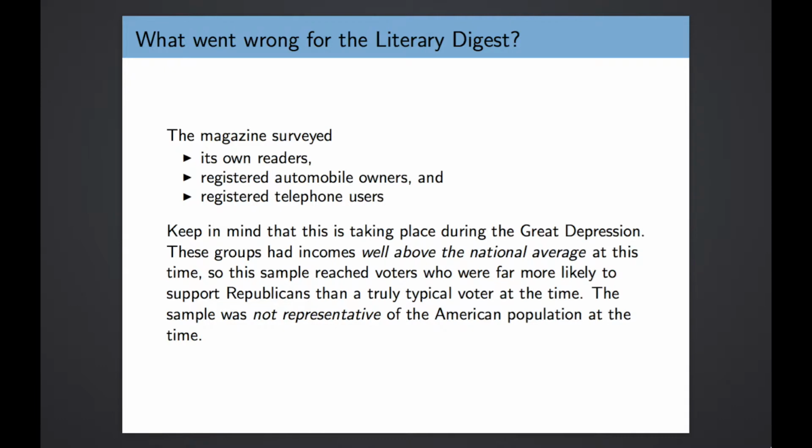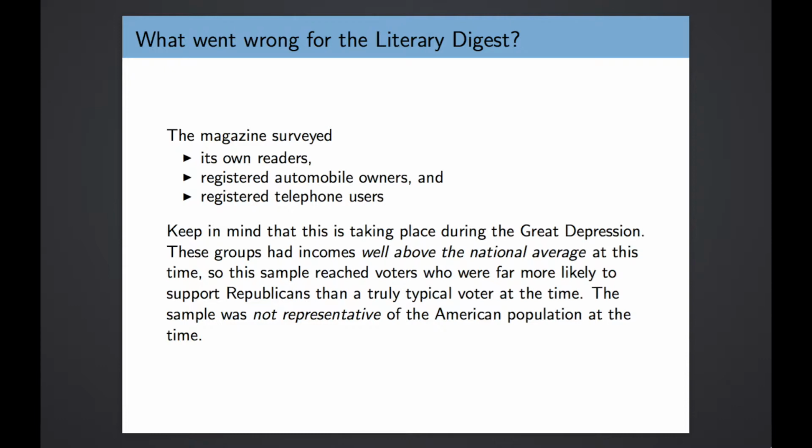Well, the answer is that the magazine's survey was sent out to the magazine's readers, to people who were registered owners of cars, and people who were registered users of telephones. So, in 1936, we're still dealing with the Great Depression, and people who are subscribing to the Literary Digest and who own cars or own phones are more likely to have incomes that are well above the national average at this time. So the Literary Digest was polling people who were more likely to be wealthy and more likely to support Republicans than a really typical voter at this particular time. So the answer is that the sample wasn't representative of the American population at the time.